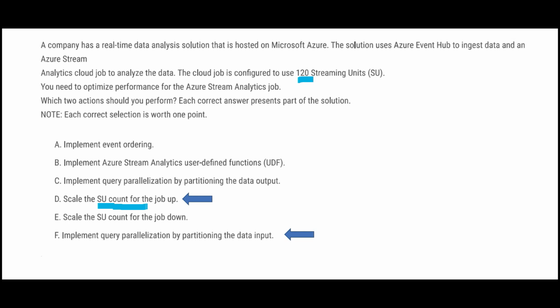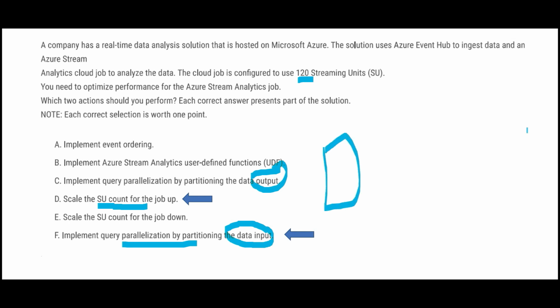And you implement query parallelization by partitioning data input. This is the key. Don't get confused with output or input. What to do? Input, this guy is sending data here, so you will partition this so that in parallel a lot of messages can be processed, so your performance will increase.